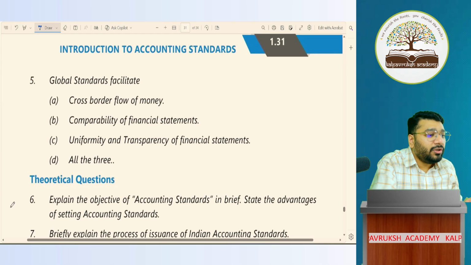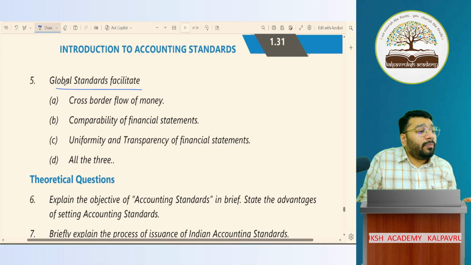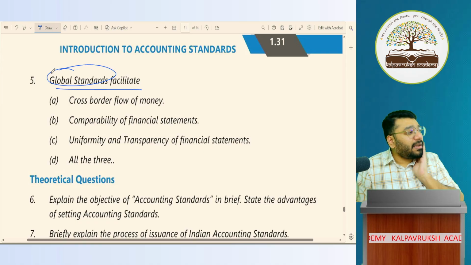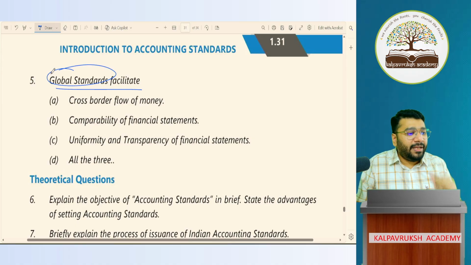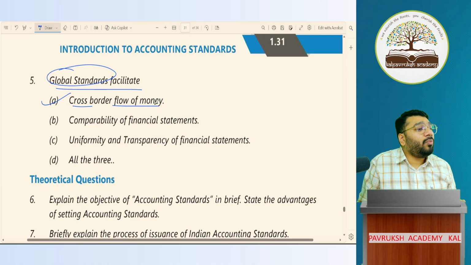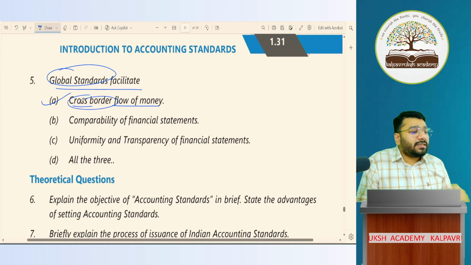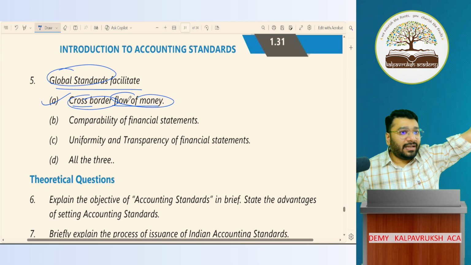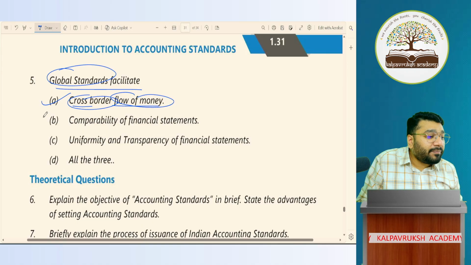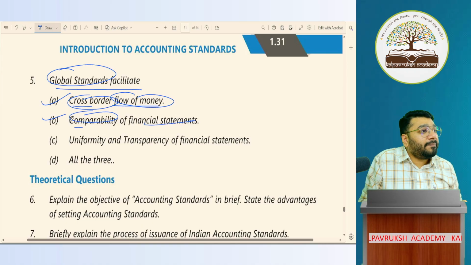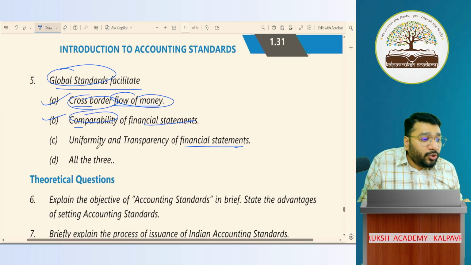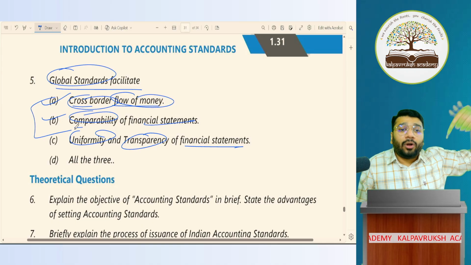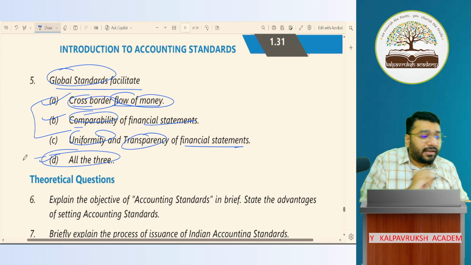Fantastic. Now, 5th point. Global standard facilitate. Global standard means what? Ind AS is called as global standard. If global standard is coming into picture, what is happening? Cross-border flow of money. What is cross-border? Between countries, flow of money will happen very smoothly. I can bring in investment and I can invest money in the other countries. Cross-border flow happened. Second, the financial statement could be compared. The financial statement that you prepared was uniform and transparent. Can I say all the 3 happened? Because of having global standard, all the 3 happened. Hence, all the 3. D is the right answer.